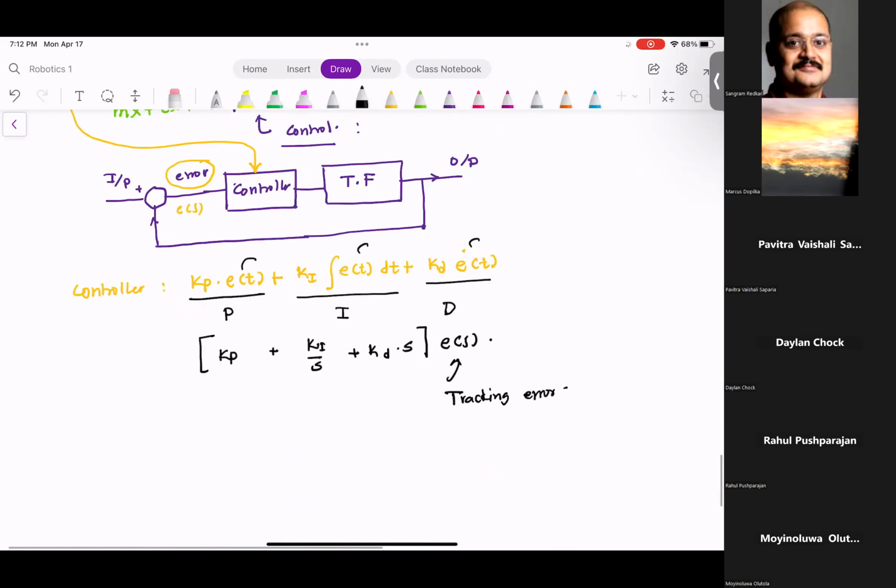In the next class, we are going to spend some time talking about PID. We'll spend time looking at how to find the root locus, and then we'll look at how to find the Bode plot. And with that, you should be able to solve the remaining assignments from the Robotics 1 class.